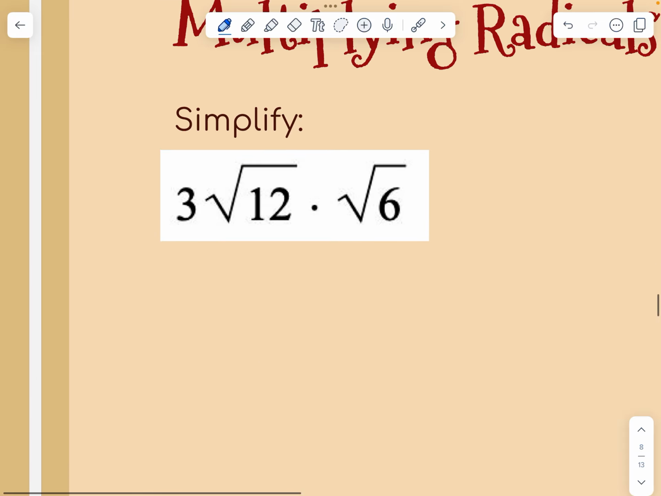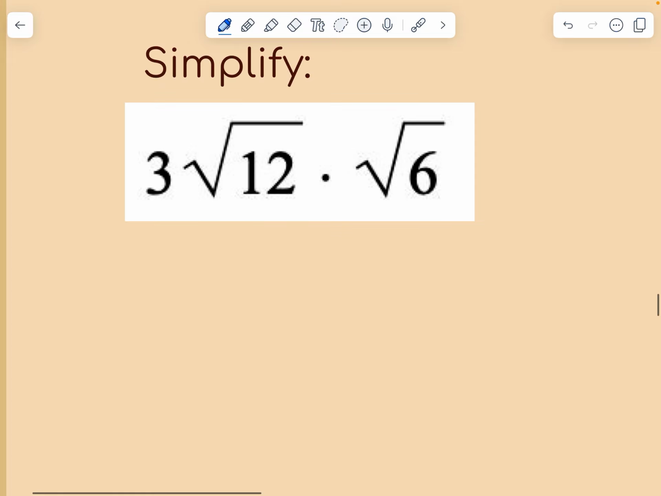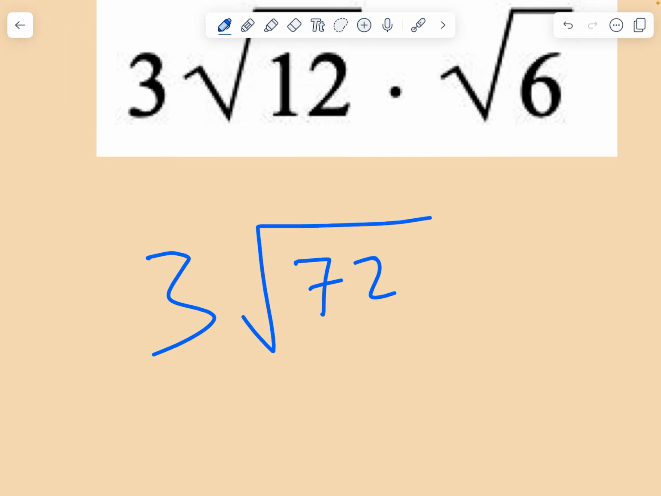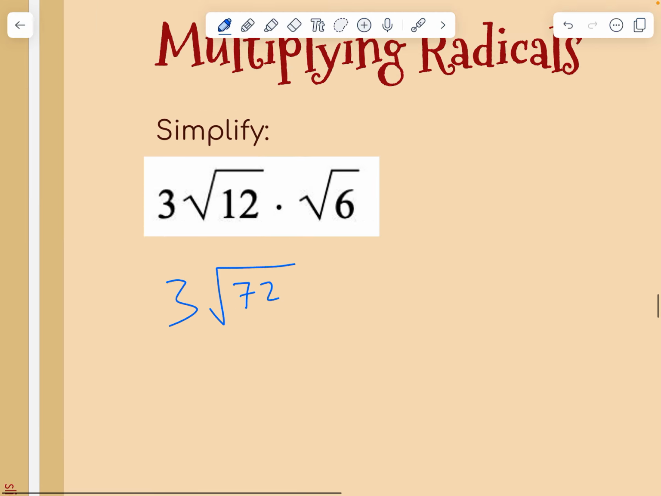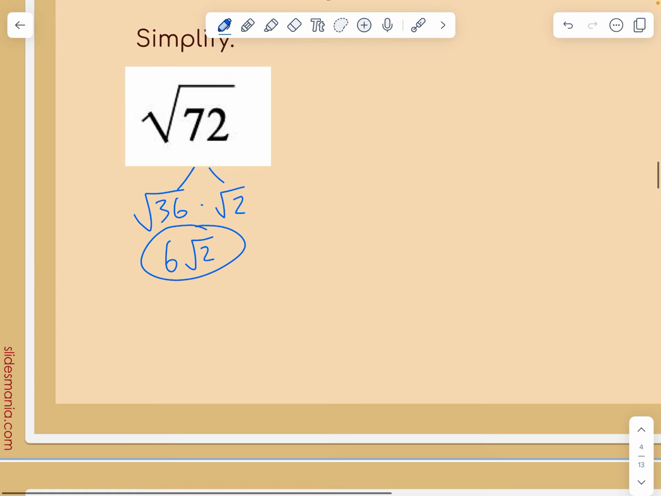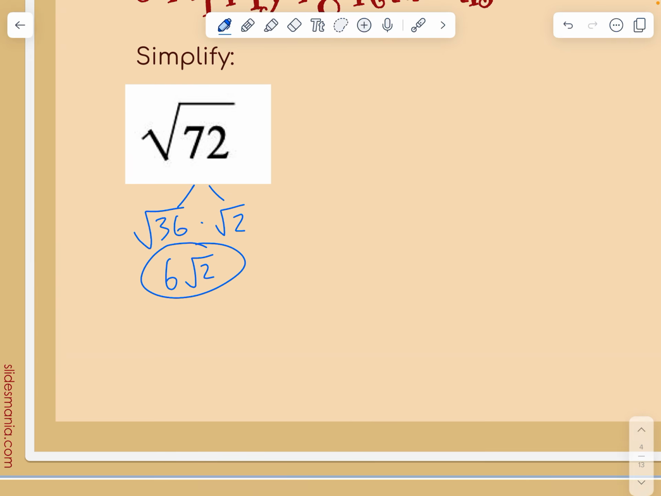Now, if you have numbers outside the radical, again, you just leave them outside and you multiply the numbers that are inside, okay? So 3 just kind of stays outside. On the inside of the radical, we want to do 12 times 6. 12 times 6 is 72. And we know 72 can be simplified because we already did it up here. It's 6 radical 2, okay?